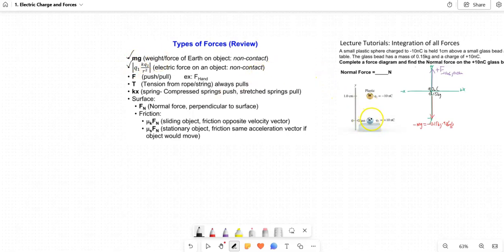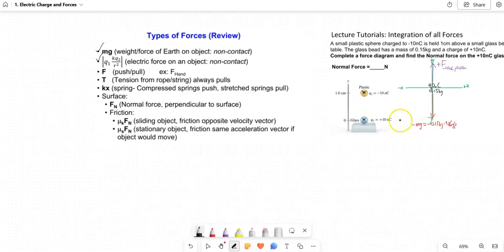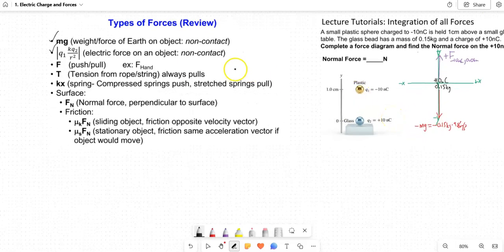Now, looking at this blue charge right here, is there a hand or a foot or another random force physically touching it? No. Is there a rope or a string touching it? No. Is there a spring touching it? No, there is not a spring touching it. Is a surface touching it? Yes. So that surface means it's going to have a normal force on it.